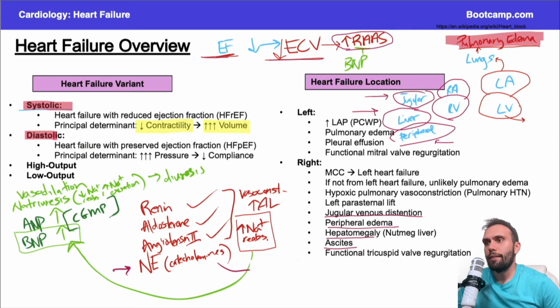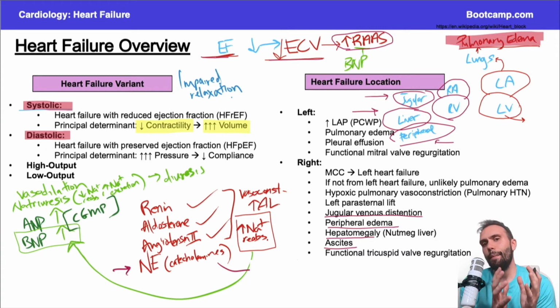Now, in diastolic dysfunction, things are a little bit different, but it's really the same pathway and the same concept. In diastolic heart failure, the issue is not contractility. Usually the ejection fraction is actually okay. The issue is that there's an impaired ability of the ventricular walls to relax. So we can think of this as impaired relaxation. And that impaired relaxation doesn't allow us to accommodate very much blood. The ventricle is very non-compliant. It's kind of stiff, is one way to remember that.